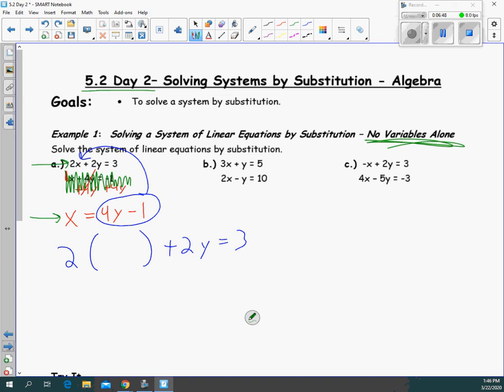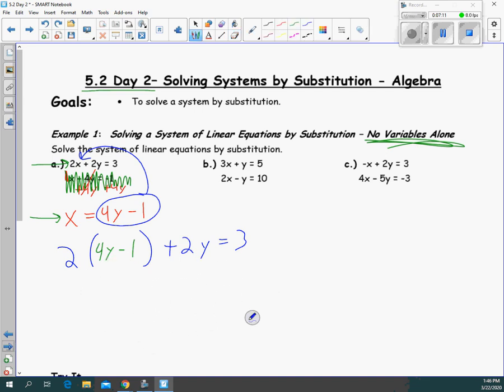But what am I writing instead of x? I'm writing 4y minus 1. Priscilla, why am I writing 4y minus 1? Why did I do that? Because now look, we have two of the same variables. They're both y's. And so I can solve for that when I only have one of those variables.